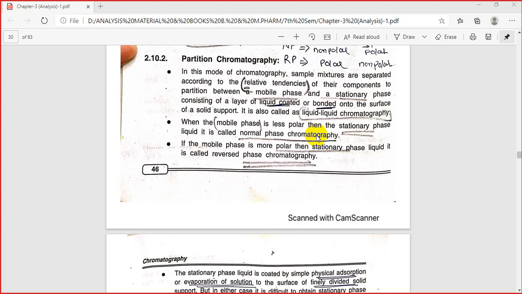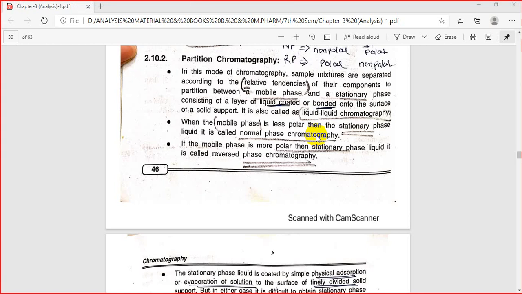In partition chromatography, the mixture of solutes, or the sample on which you have to do the separation, depends upon the partition between the mobile phase and the stationary phase, that is, the relative tendency of the solute to partition between the mobile phase and the stationary phase, where our stationary phase is also liquid in nature.